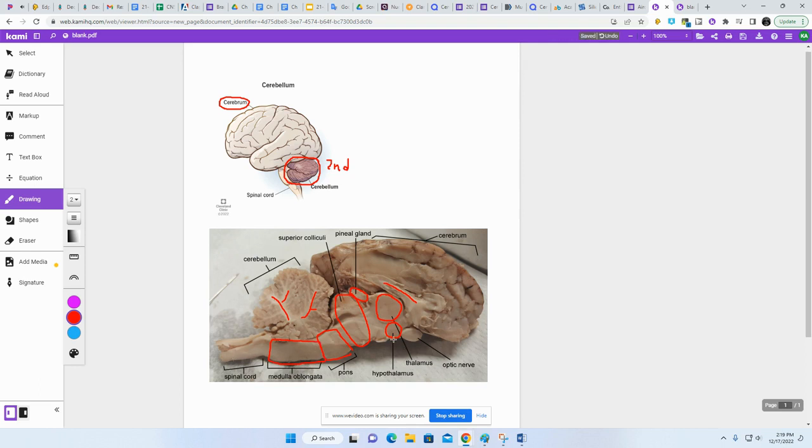All right, so then right here, the hypothalamus. If the pineal gland was still attached, it would be right here. Pineal gland, right there, because that's thalamus, hypothalamus, and remember the hypothalamus controls the pineal gland.